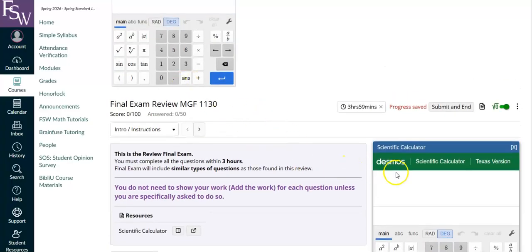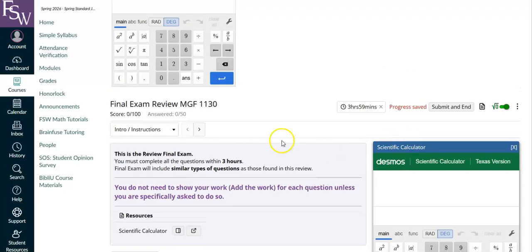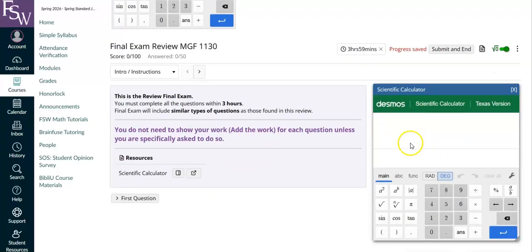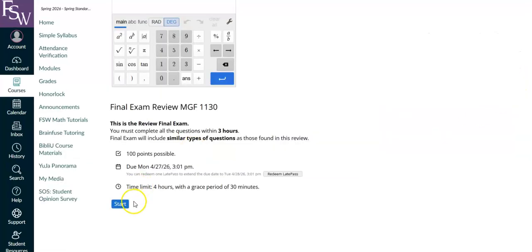You have to use this calculator in the final exam, because we have to see whether you really worked on the calculator to get the answer in the question. So you cannot use another calculator, like a physical calculator, on the test. You must use this analog scientific calculator or this Desmos scientific calculator. Okay, so let's click it up here. All right, so start here.